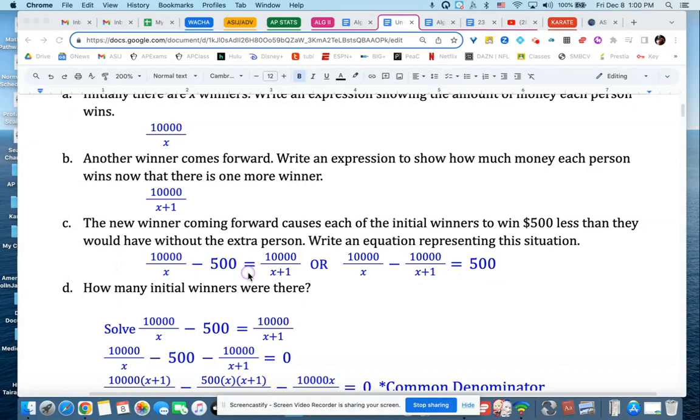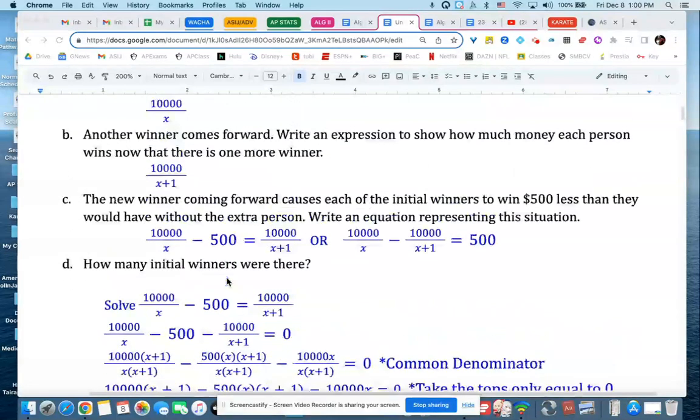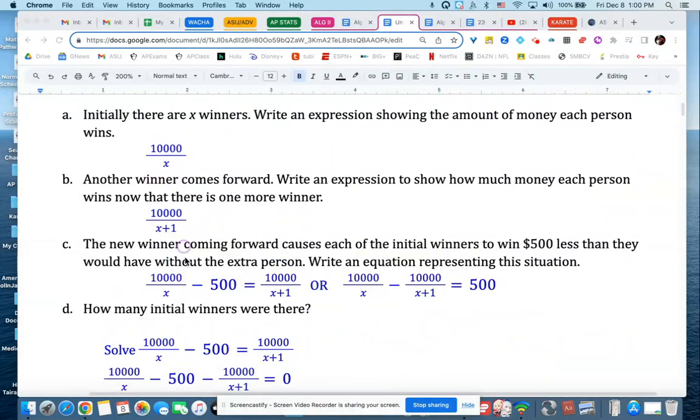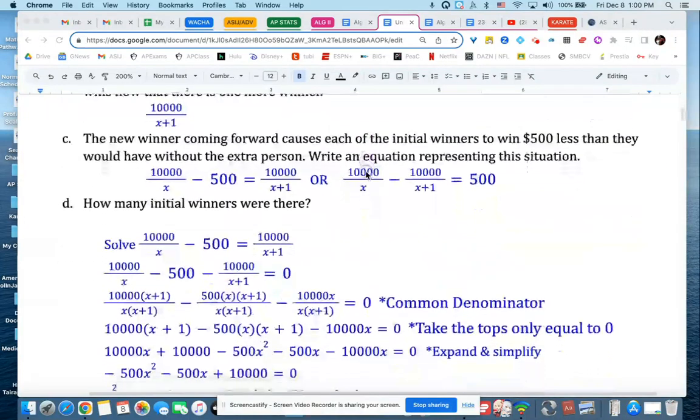Over here is a different way of writing it. Some people said, well, take the original, subtract your 500, and then you end up with what you actually got, right? It's the same thing. I can add this to this side and then subtract this over to this side, and you'll get the same thing that we had over here. So now let's actually solve. We want to solve for x, the initial winners. Remember, we defined the initial winners as x. So we're solving for x.